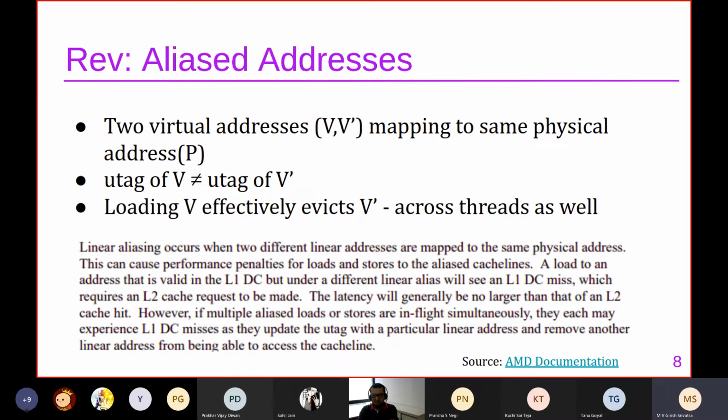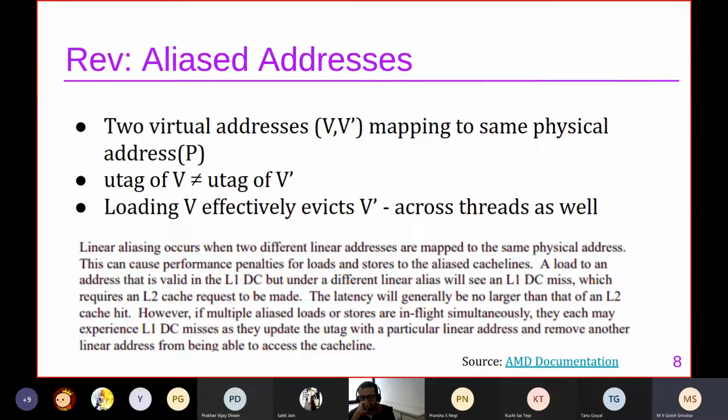Although we mentioned that two different accesses across threads won't evict each other, there's one exceptional case: aliased physical addresses. You have two virtual addresses, V and V prime, which both map to the same physical address. Their mu tags usually won't be the same, but since both of them map to the same cache line, when you access the first one, its mu tag will be loaded. When you access the second, even though the cache line is present within the L1D cache, due to a mismatch of the mu tag, it will forward the request as an early miss to L2.